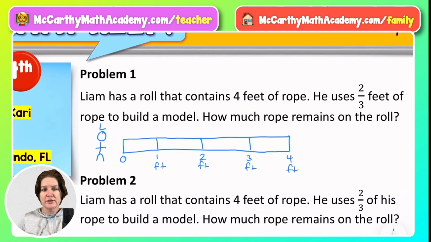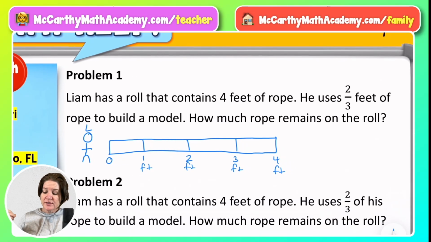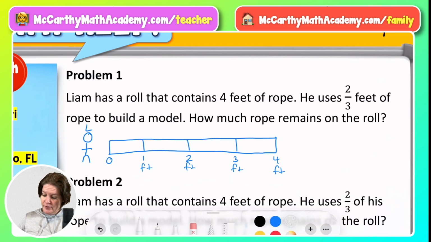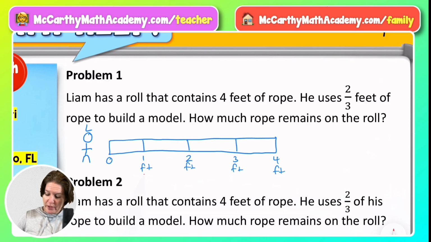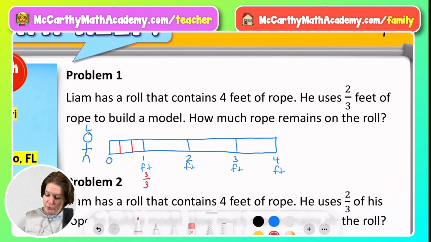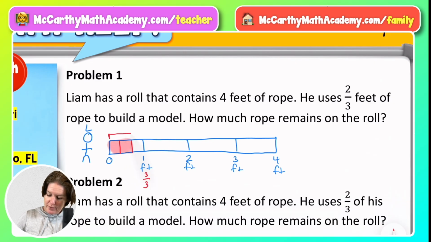I'm going to zoom in on this one so we can see what's going on. He uses 2/3 feet of the rope to build a model. So he has 4 feet here, but he doesn't need a whole bunch of it. He only needs 2/3 feet. So where is 2/3 feet ending up? Well, we know that 1 foot would be 3/3. So I'm going to break this foot right here into thirds. And Liam only needs 2/3 of it. So this is the amount that Liam uses, 2/3 feet.